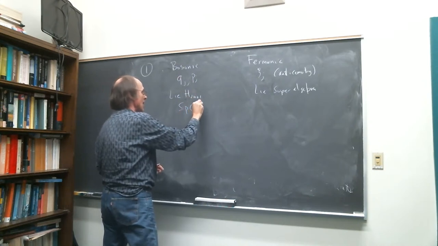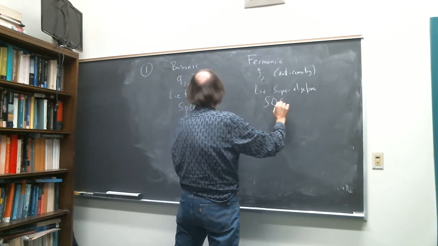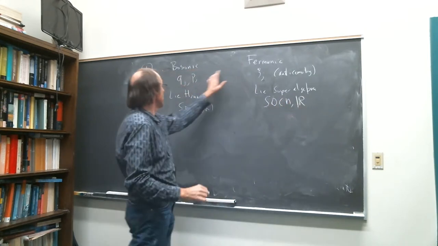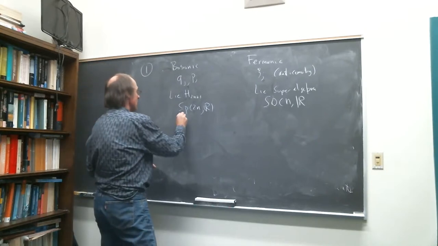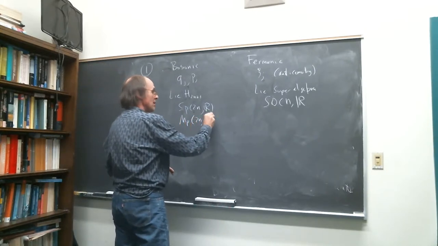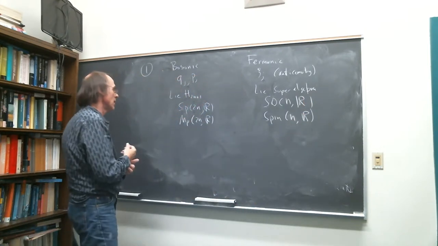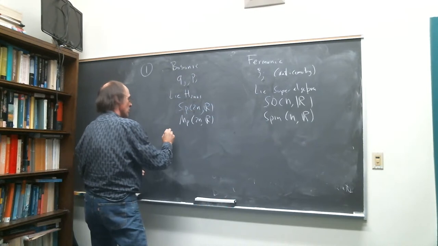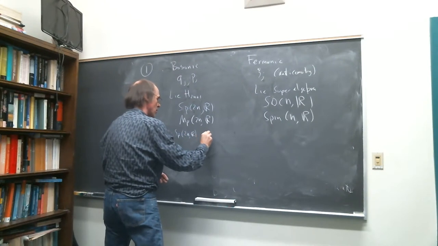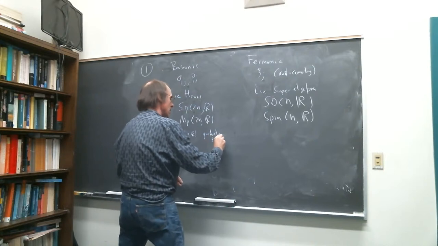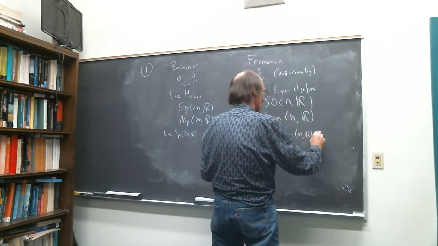Then what happens here is you have Sp(2n, R), and this corresponds to SO(n, R). Things over here have to be even dimensional; here it turns out they don't have to be. Here you've got the metaplectic double cover; here you've got the Spin(n, R) group. The Lie algebra sp(2n, R) is quadratic polynomials. Here again it's the same thing: the Lie algebra of Spin(n, R) is quadratic.